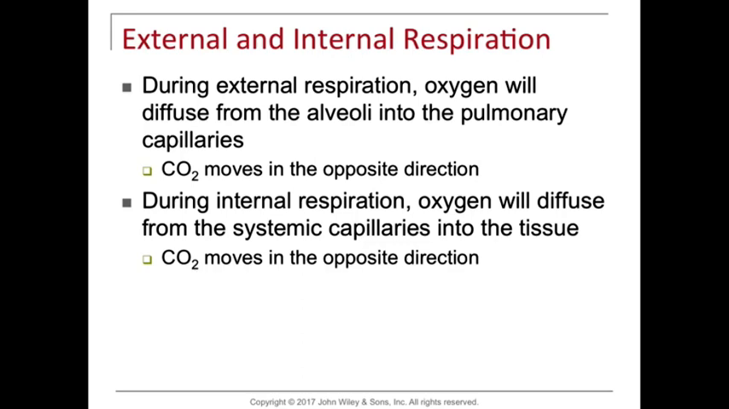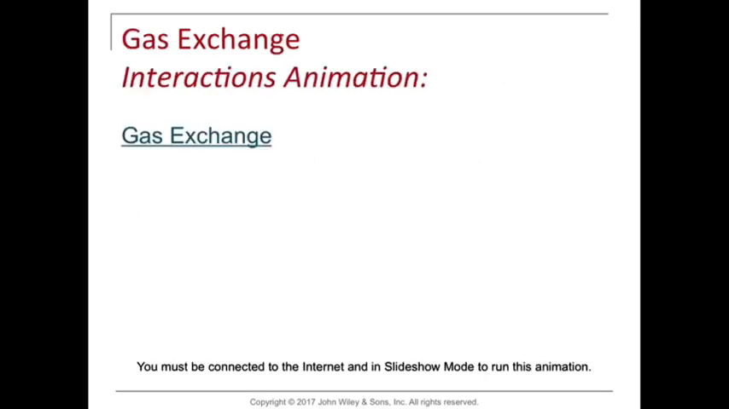During external respiration, oxygen will diffuse from the alveoli into the pulmonary capillaries, and carbon dioxide moves in the opposite direction. During internal respiration, oxygen will diffuse from systemic capillaries into the tissue, whereas CO2 moves in the opposite direction. Pretty straightforward. Let's look at gas exchange here.